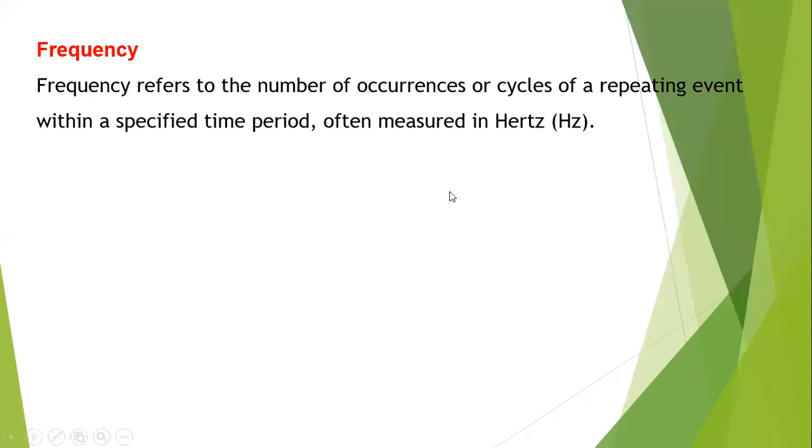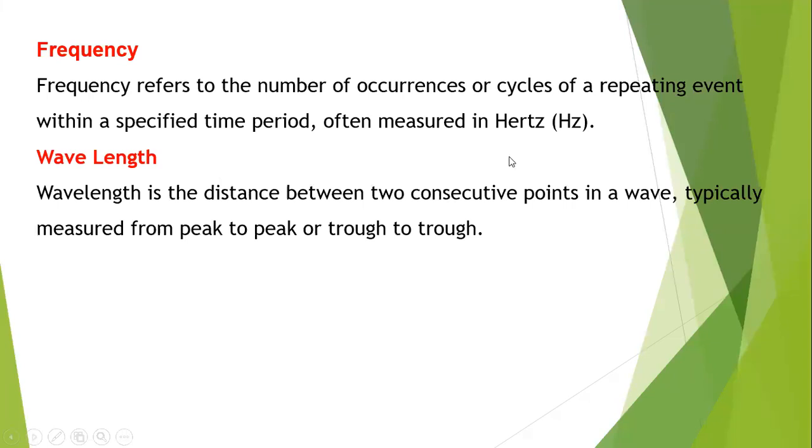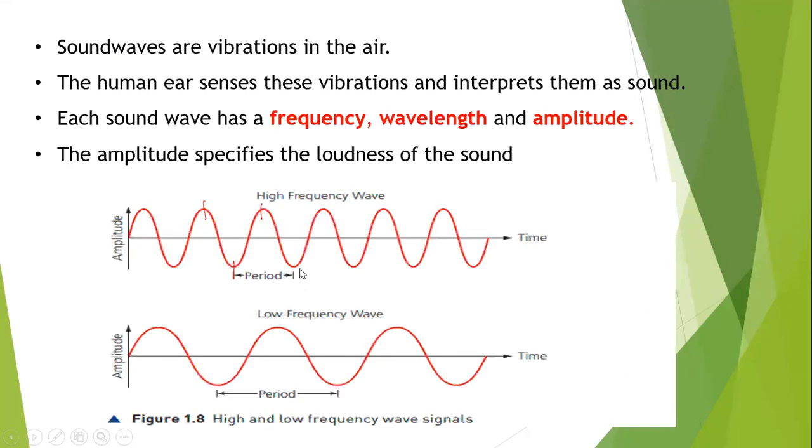So this was the definition of frequency. This is measured in hertz. Now wavelength. Wavelength is the distance between two consecutive points in a wave, typically measured from peak to peak or trough to trough. So these two distances are basically called wavelength.